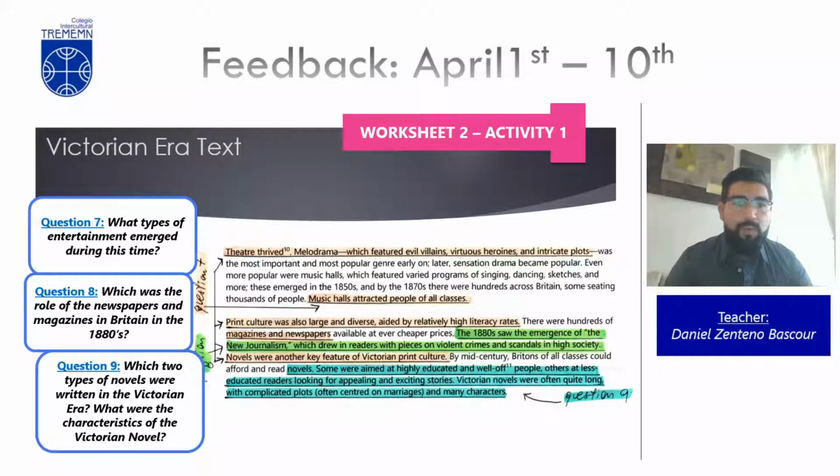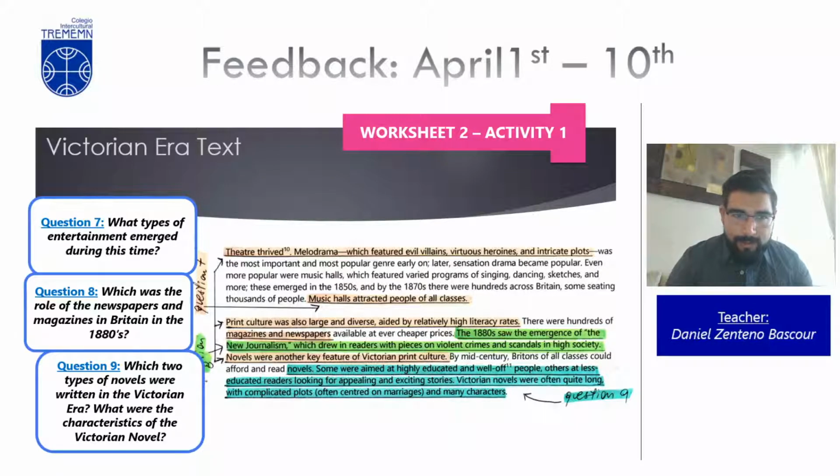Question 7. What type of entertainment emerged during this time? During this time we have theater first, and music, which probably took the form of live performances in these music halls. Also, print culture was important. Here it says large and diverse. We could divide it into magazines and newspapers on the one hand, and novels or literature, let's say traditional literature, on the other hand.